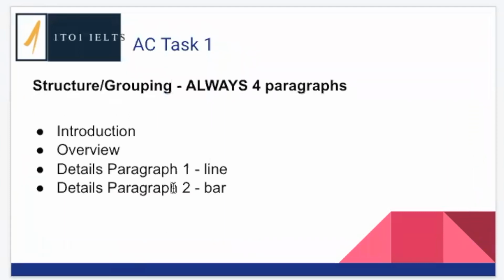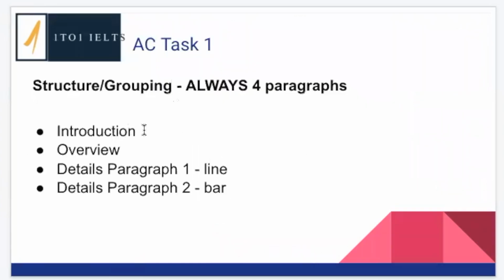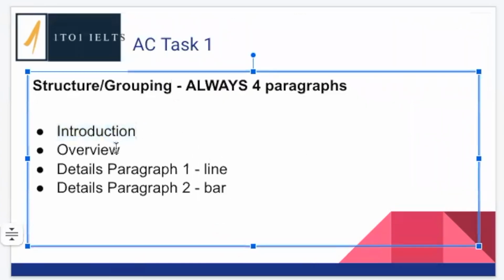Our structure, we said, and multiple graphs are really nice. If you've got 2 graphs, you basically put graph 1 in details paragraph 1, and graph 2 goes in details paragraph 2. Very, very easy to group this. We always have an introduction, which is your paraphrase. Your overview is next. This talks about your key features, which we just mentioned. And now this is what we're going to look at today, these details paragraphs. 1 details paragraph for the line, 1 details paragraph for the bar graph.